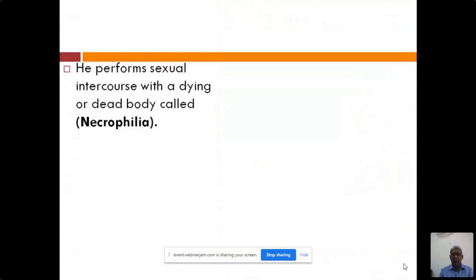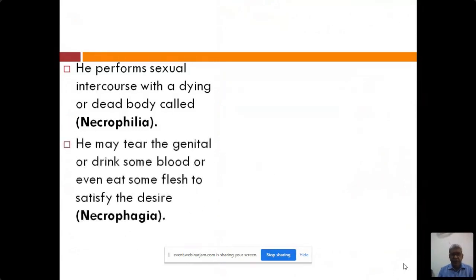These persons perform sexual intercourse even with dead bodies, after digging up the grave and bringing out the body, and they perform love acts in different forms. This is called necrophilia, meaning they are loving the dead body. Even these persons cause torture to the genital area of the partner, drink some blood, or even eat some flesh to satisfy the desire. This is called necrophagia, meaning eating the dead body. It was reported in the last 2, 3, 4 years at Karachi and Sargodha among a group of people who used to eat the flesh of dead bodies.